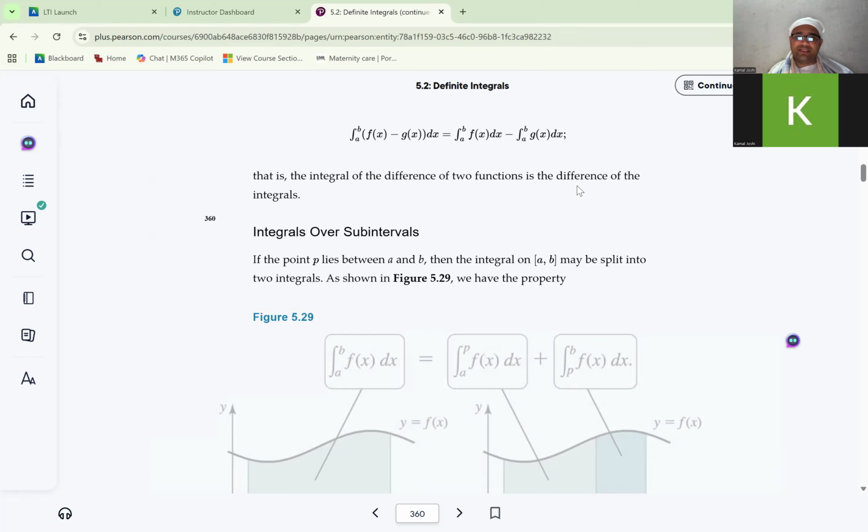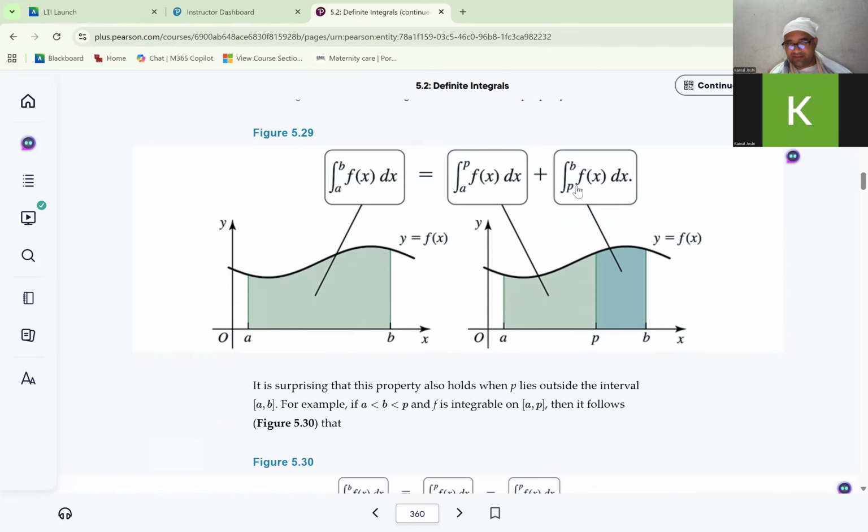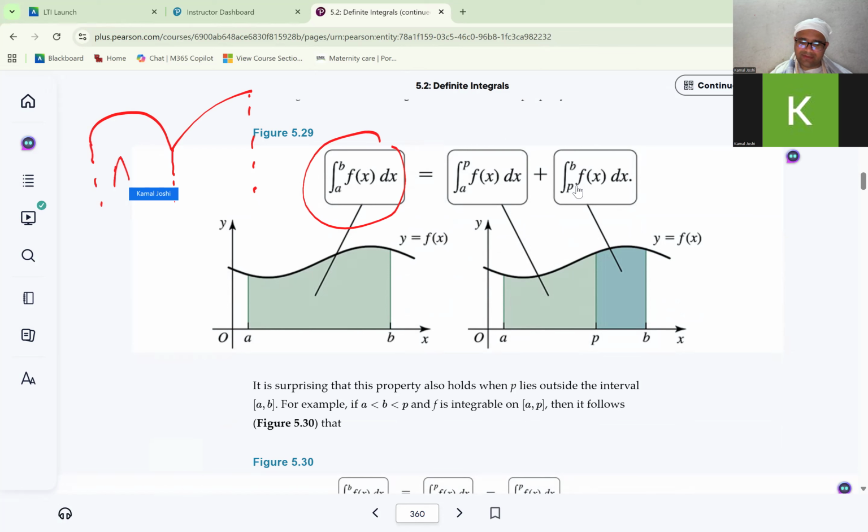Then the next concept is integral over subintervals. For example, you want to compute the integral from A to B, and sometimes, though this example does not illustrate it clearly, your functions change their behavior. Suppose it was like this, and suddenly it became like that. Now the way you compute the area from here to here will be different from the way you compute it between this. So in that case you can compute this as A1, this as A2, and add the two areas to get the total integral.